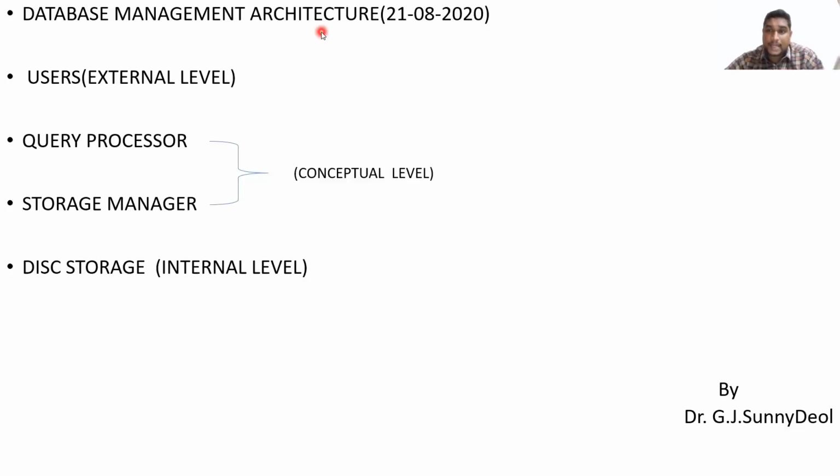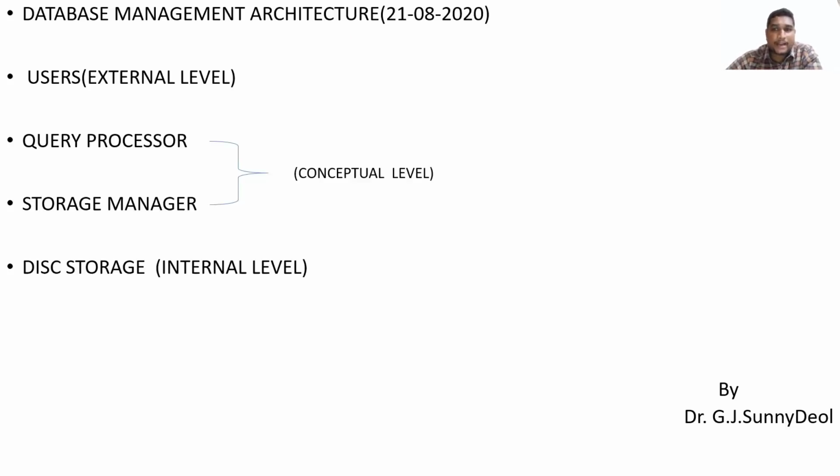DBMS architecture has 3 levels. Simple. Now I think you are getting it. DBS architecture has 3 levels. That is how the user can retrieve the data from these 3 levels through the DBMS. What are the various levels? 3 levels. How we retrieve the data by means of 3 levels is DBMS architecture. I hope you understand. Clear?